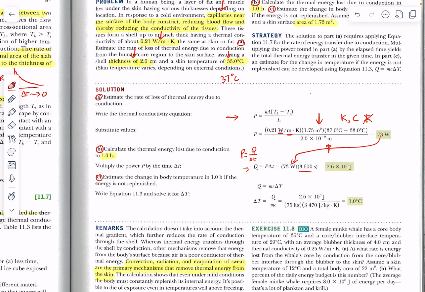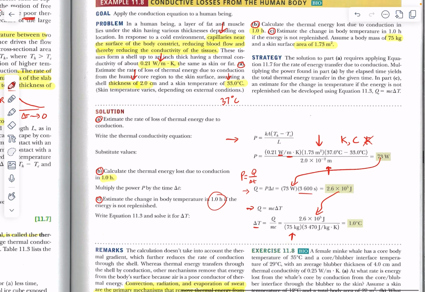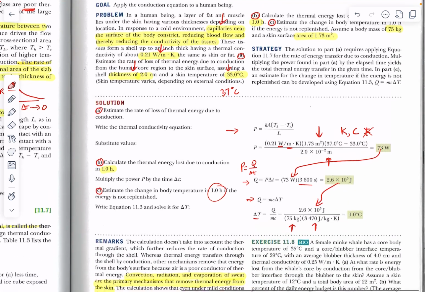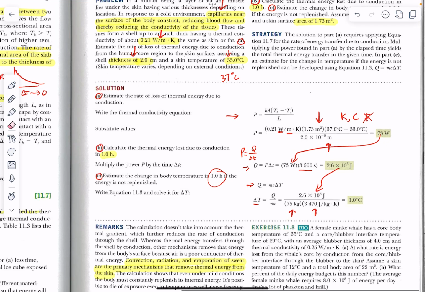And then when we come down to the bottom problem, letter C, estimate the change in body temperature in 1 hour. We remember this equation, Q equals mc delta T. We solve it for delta T, and we plug our numbers in. We already have our heat from part B, and here is our mass of the body. This number down here is your joules per kilogram Kelvin. And we get a change in temperature of 1 degree Celsius.